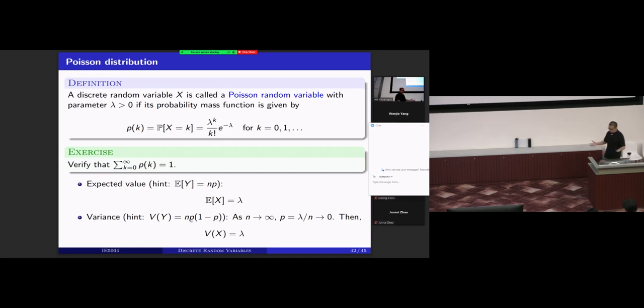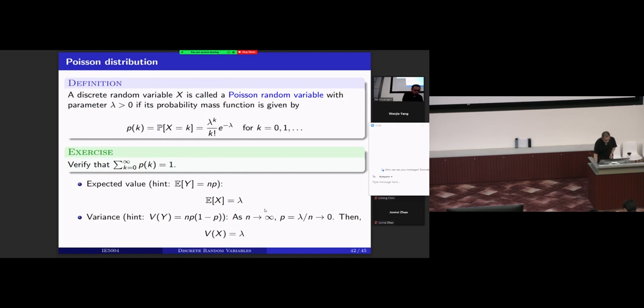Of course, this is just a very intuitive explanation. If you really wish to verify that, you need to plug in this probability mass function to check it, but it's more difficult than this. So if you're interested, I think you can check that.